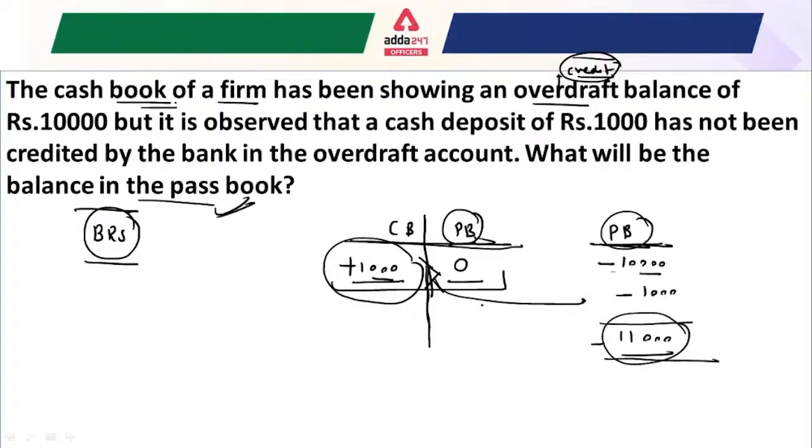So the answer would be 11,000 rupees, because it is in the overdraft term. We can also say that it is the credit balance of the cash book. So that is 11,000 rupees which is reflecting. This would be the current balance in the passbook, right? I hope it is understandable for everyone.